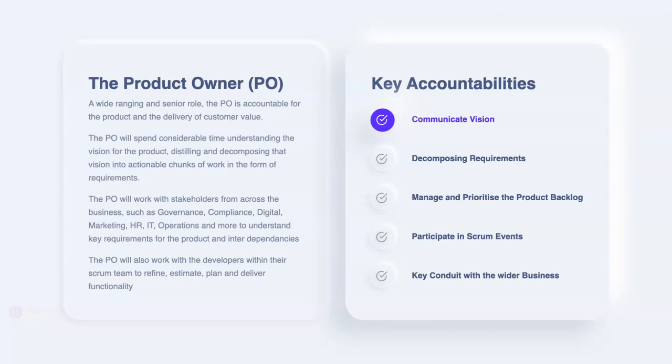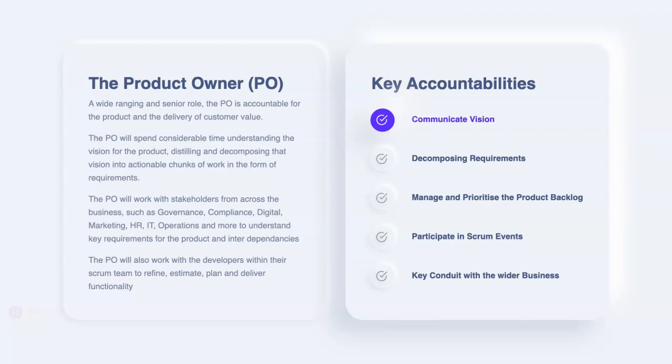The product owner is also going to spend a huge amount of their time decomposing requirements. They're going to understand the functionality that's required for the product at the highest level, and then they're going to break that down to its various epics, features, and user stories, and then use all those requirements to populate the product backlog. Furthermore, the product owner is then going to manage and prioritize that product backlog, ensuring that those most valuable items are bubbling up to the top and are getting worked on next to deliver maximum value to the customer and the business.